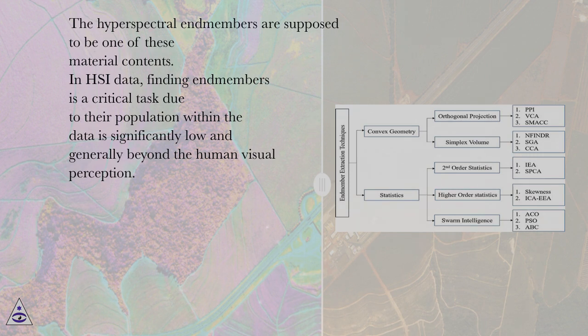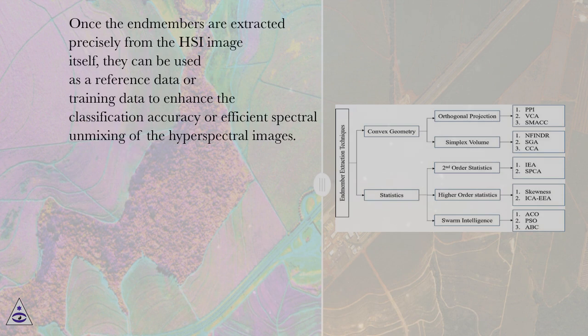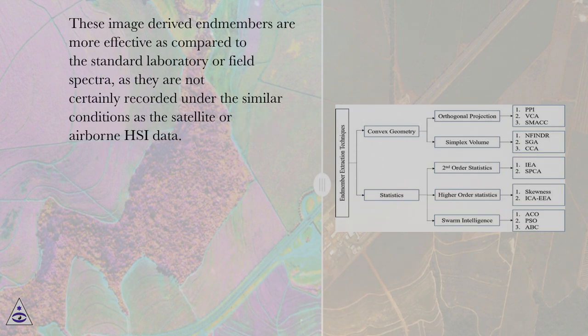In HSI data, finding endmembers is a critical task because their population within the data is significantly low and generally beyond human visual perception. Once the endmembers are extracted precisely from the HSI image itself, they can be used as reference data or training data to enhance the classification accuracy or for efficient spectral unmixing of the hyperspectral images. These image-derived endmembers are more effective than the standard laboratory or field spectra, as those are not necessarily recorded under similar conditions as the satellite or airborne HSI data.